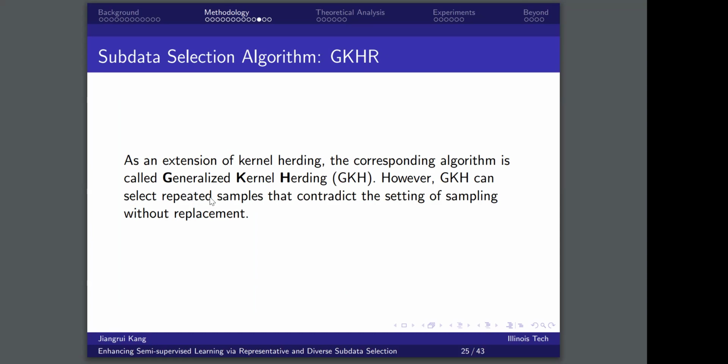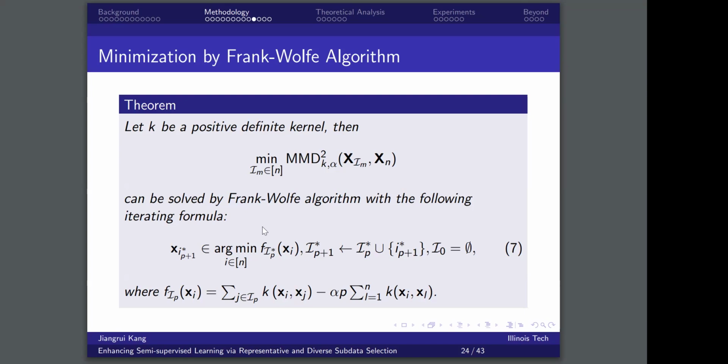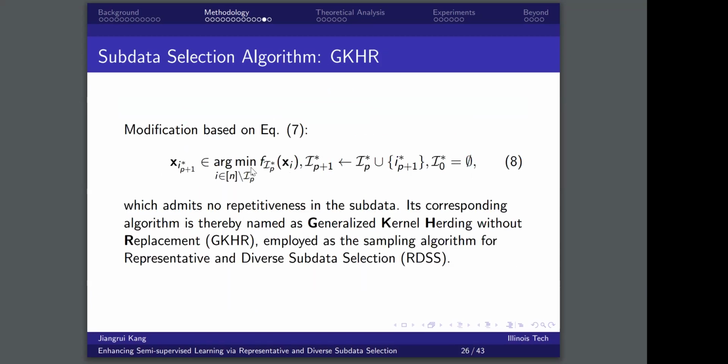But generalized kernel herding can select repeated samples, which contradicts the setting of sampling without replacement. Take a look here. It selects points from the full dataset, the index set from 1 to n, in each iteration. So it may select repeated samples, and that's not what we want. So what we are doing is adding a backslash I_P star here, so that the selected subdata are excluded from the selecting pool. The idea is also very basic, and it's called generalized kernel herding without replacement, and it's employed as a sampling algorithm for this method.